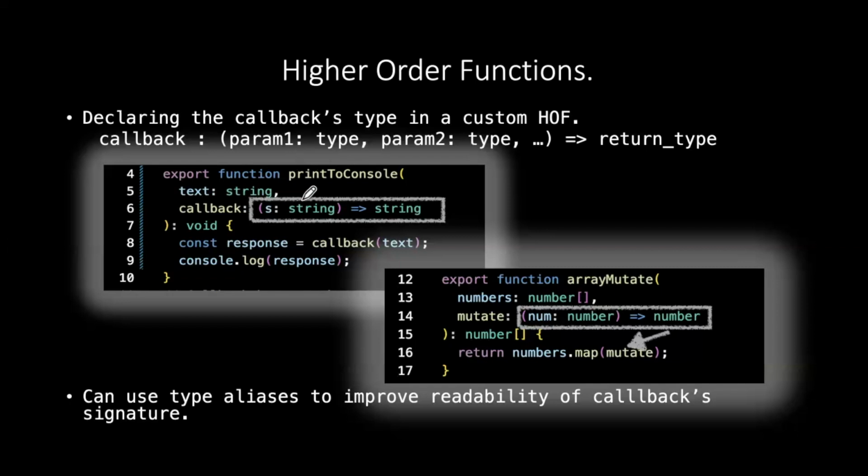And here's how I declare the type that the callback needs to be. And what this is saying is the callback needs to be a function which takes one parameter of type string and it returns a string. Yeah, so this syntax here is the way to describe essentially the signature of a function.